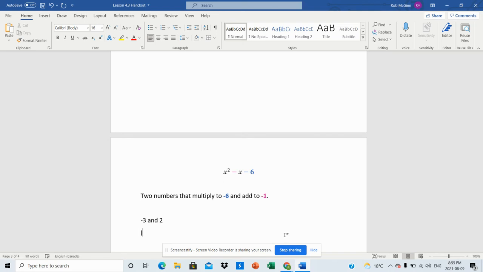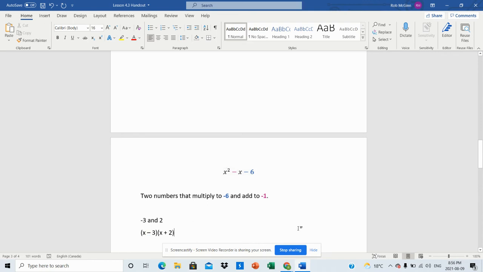We're just going to put that into a binomial. X minus 3 times x plus 2. And once again, if we wanted to, we could distribute this. X times x is x squared. X times 2 is 2x. Minus 3 times x is minus 3x. So that's going to simplify to minus x. And minus 3 times 2 is minus 6.